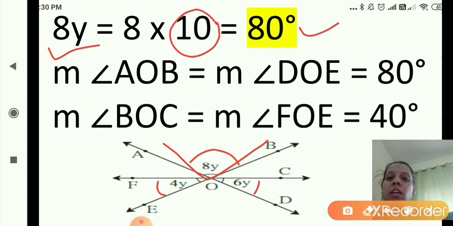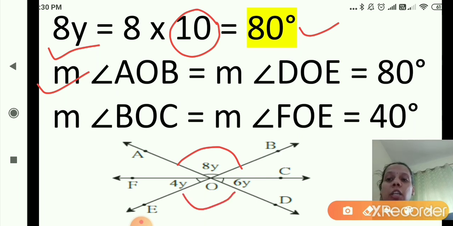Now we'll write down the next pair of vertically opposite angles. This is the first pair of vertically opposite angles, that is AOB is vertically opposite to which angle? EOD. So measure of angle AOB is 80 degree, that's why measure of angle EOD is also 80 degree. Now the next vertically opposite angle is measure of angle BOC.